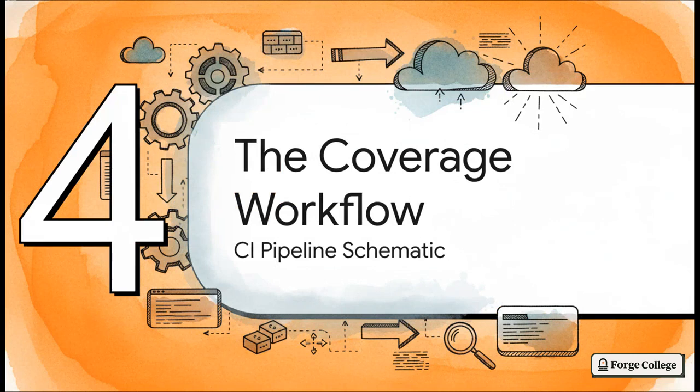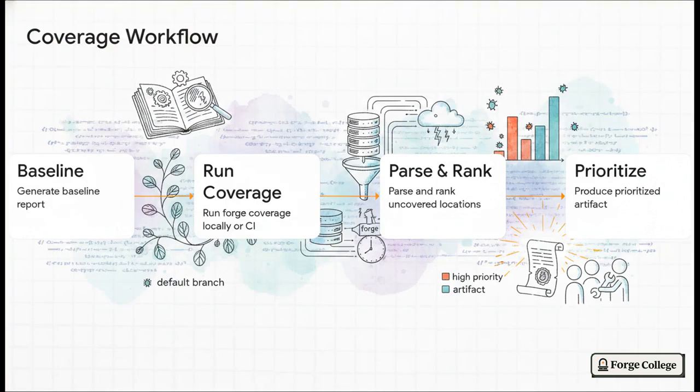All right, Section 4, the coverage workflow. Let's take a look at how this builds into an actual functional workflow schematic for your continuous integration pipeline. So here is your procedural engineering diagram for coverage. Step 1, generate a baseline report from your default branch. This is super important because it anchors your coverage drift detection. You literally need to know if your new code accidentally lowered your coverage.